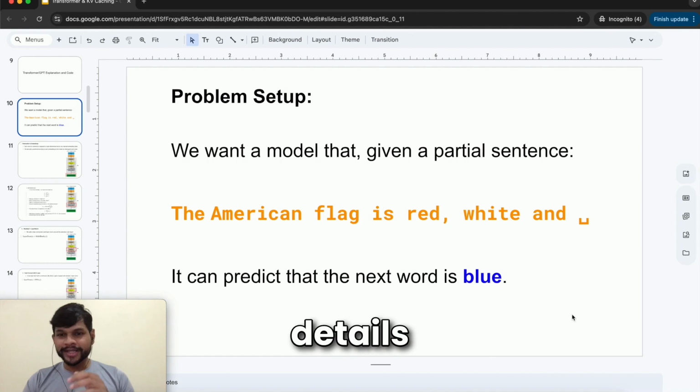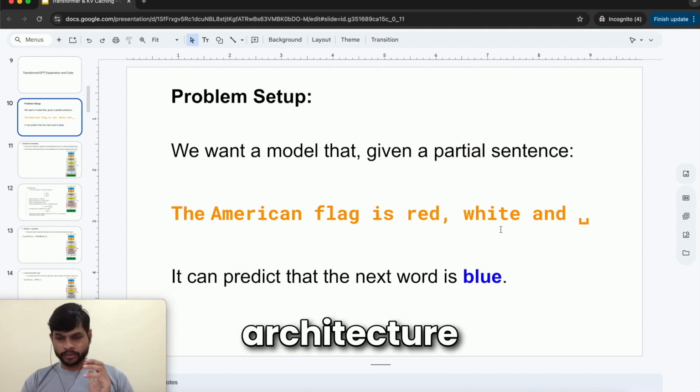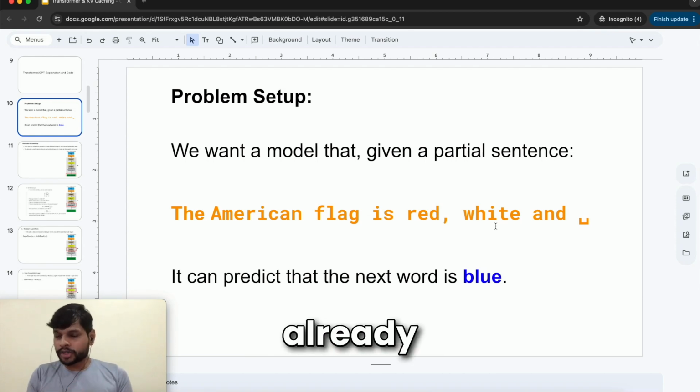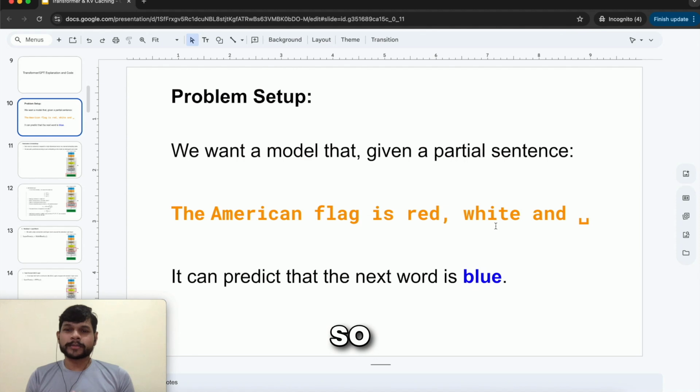Before I go into details of how exactly the architecture works, let's first think of a naive way. I'm assuming you already know what a neural network is. Essentially, you can think of a neural network as a black box where you can train and give it lots of data, and it understands the data patterns so that next time you give it new data, it can predict what might come next.